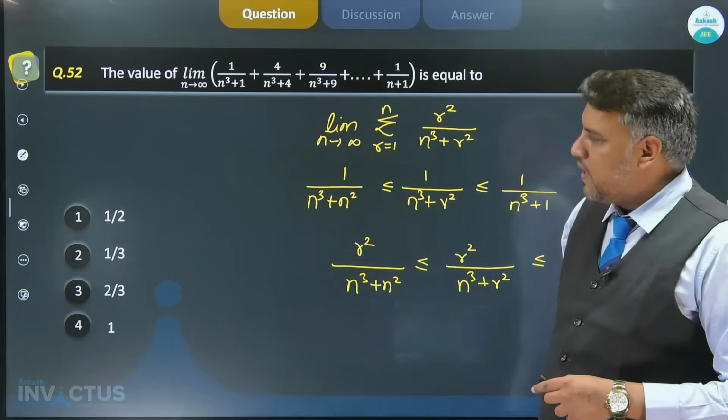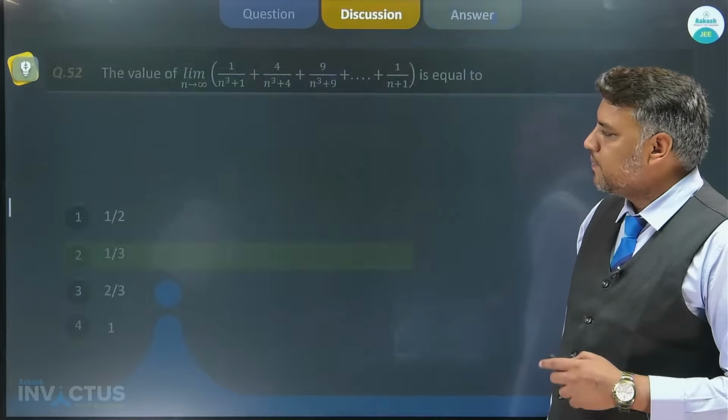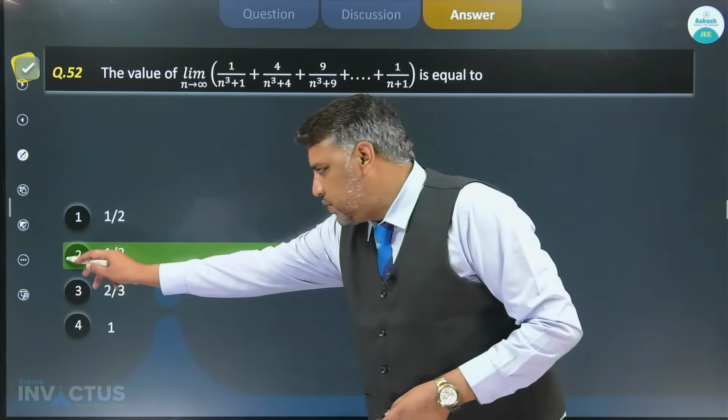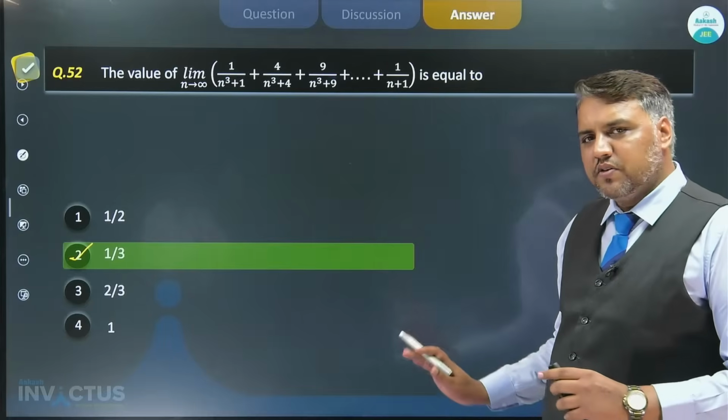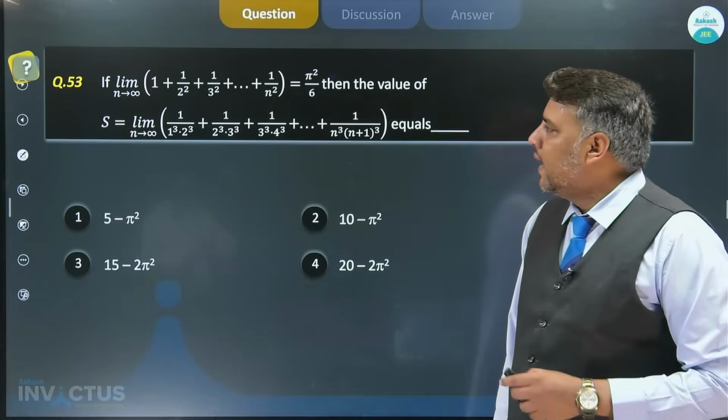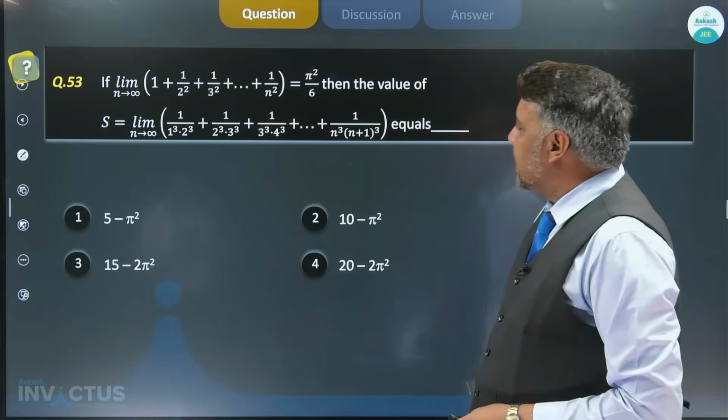So option B should be the correct option. Let's see. And option 2, this is the answer. Okay. Simply based on the sandwich theorem. Now move on to the next question.